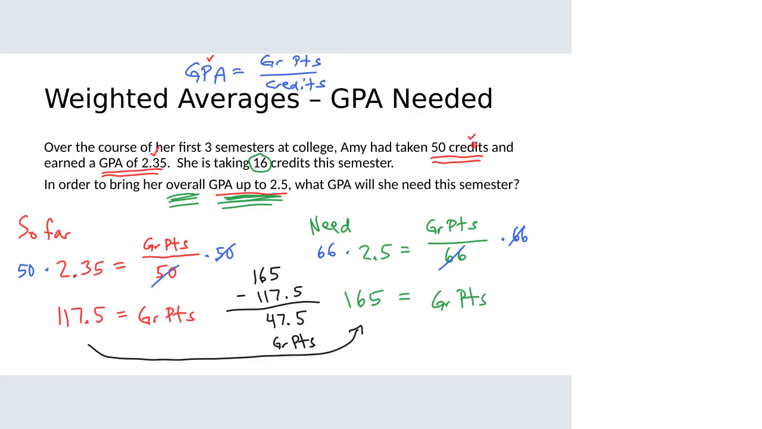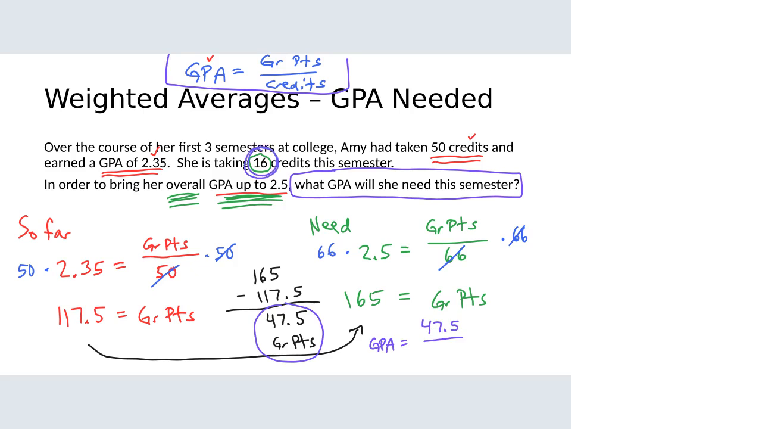Keep in mind what we were asked for here is what GPA will she need this semester. So we're not quite done yet. What we know now is how many grade points she has to earn. And so again, we lean back into this formula. The GPA that she's going to need this semester is going to be those 47.5 grade points she needs divided by the 16 credits she's taking, which is, I'm going to round it to the nearest hundredth, 2.97. So in order to pull her GPA up to a 2.5 overall, she's going to need a 2.97 this semester.